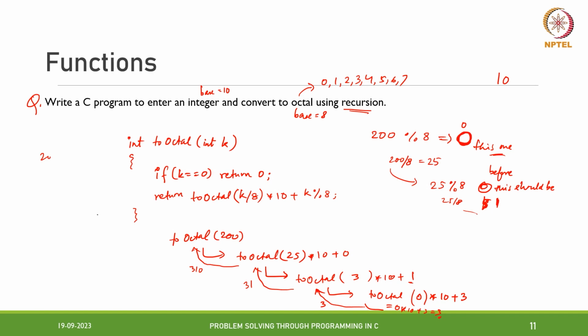So you would have done something like this: 200, so 25 with a remainder of 0, again 3 with a remainder of 1, 0 with a remainder of 3. So you go in the opposite direction. So then you can say that 200 of base 10 is 310 of base 8. So this is how you get it.